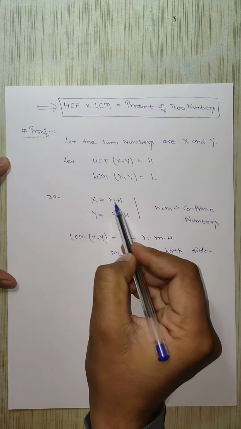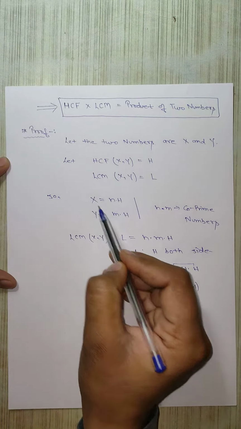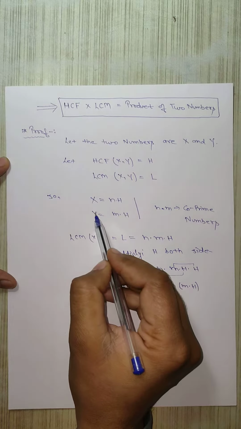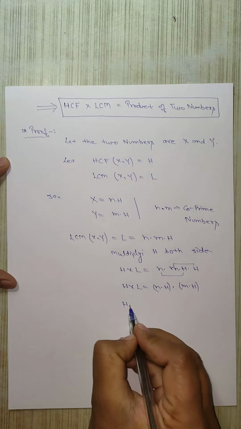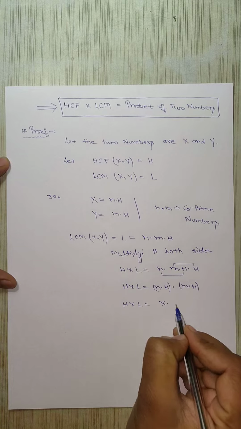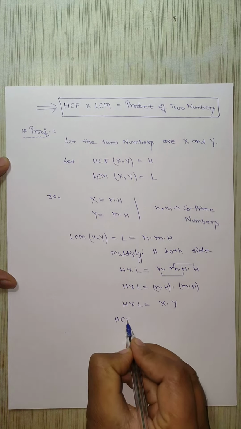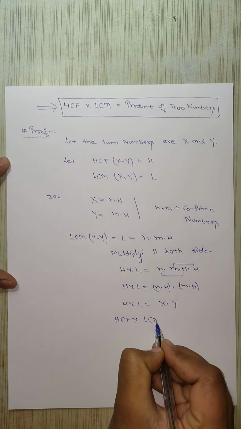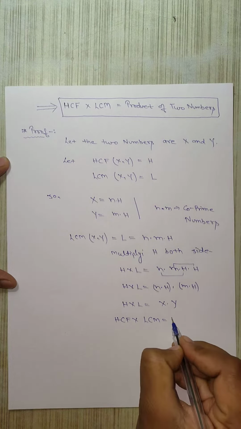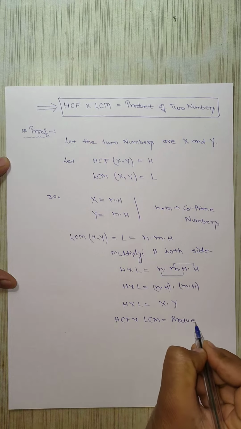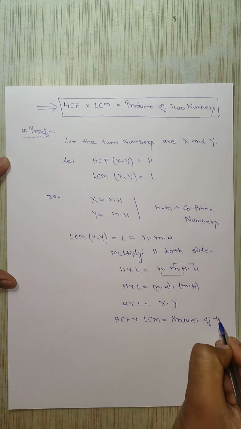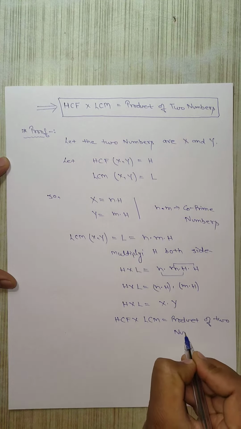What is n into H? n into H can be written as capital X, that is the number, and m into H can be written as capital Y, that is also the number. So H into L is equal to x into y. What is H? H is the HCF, into what is L? L is the LCM, is equal to what is x into y? This is the product of two numbers.